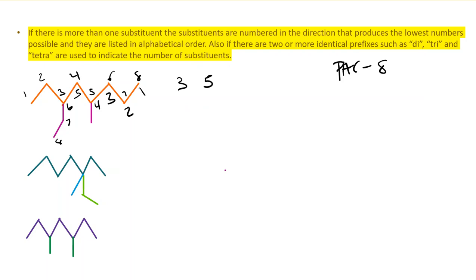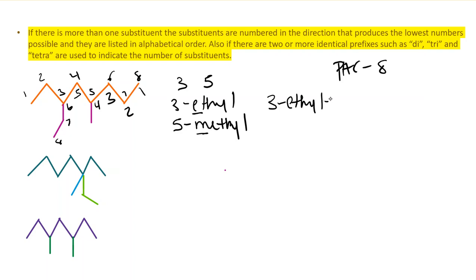On carbon number 3, we have an ethyl. And on carbon number 5, we have a methyl. So now the rule says after getting the lowest possible numbers, then we name them alphabetically. So since E comes before M in the alphabet, it's going to be 3 ethyl, 5 methyl, and then the parent hydrocarbon octane.